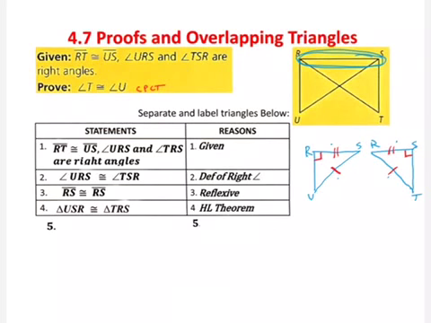And now that I've proven it using the hypotenuse leg theorem, I can now prove that angle T is congruent to angle U through CPCT, or corresponding parts of congruent triangles are congruent.